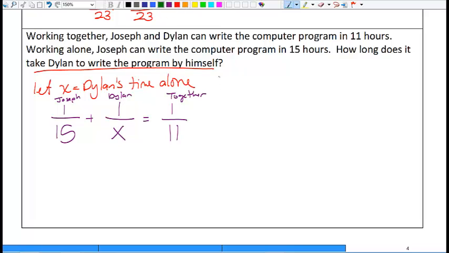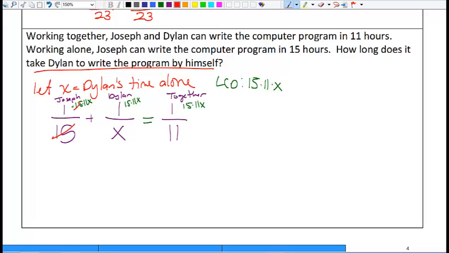My LCD is going to be 15 times 11 times x. Now, I know we can work out 15 times 11x, but it's kind of not necessary to do that. I'm just going to go ahead and put 15 times 11x on all of the numerators, and I'm allowed to do that because there's an equal sign, because I'm multiplying both sides by the same thing. I'm allowed to do that.